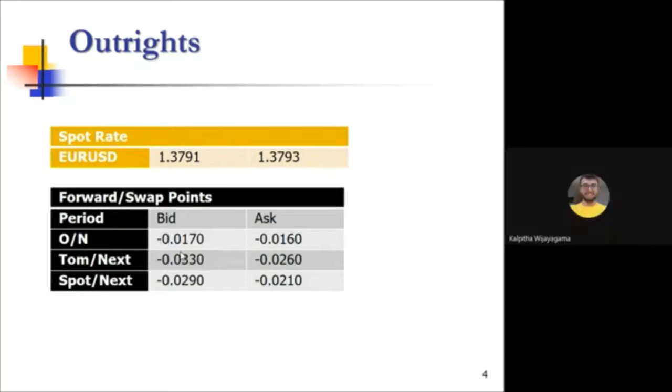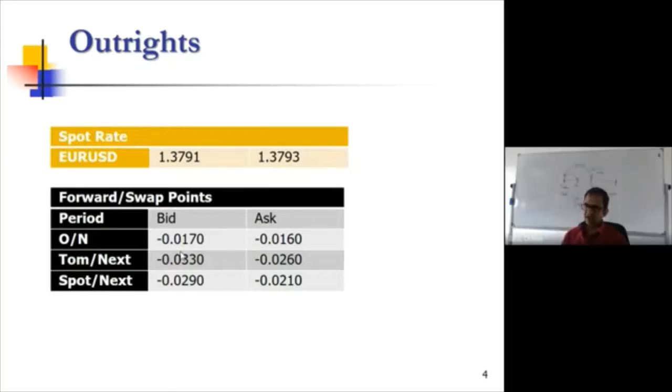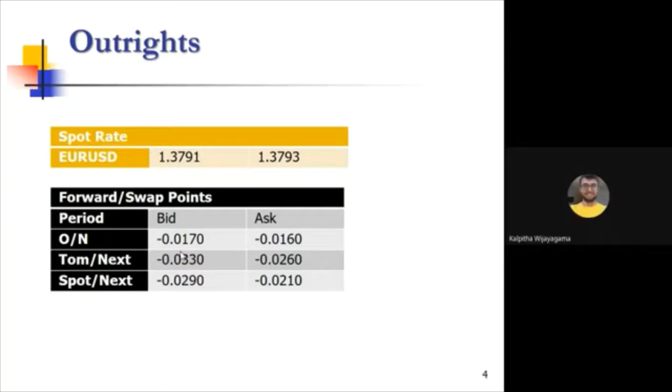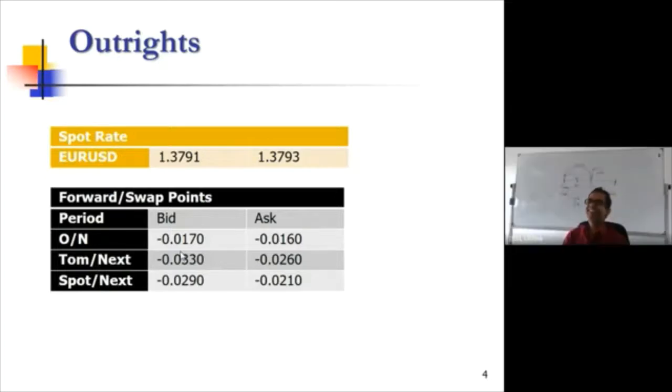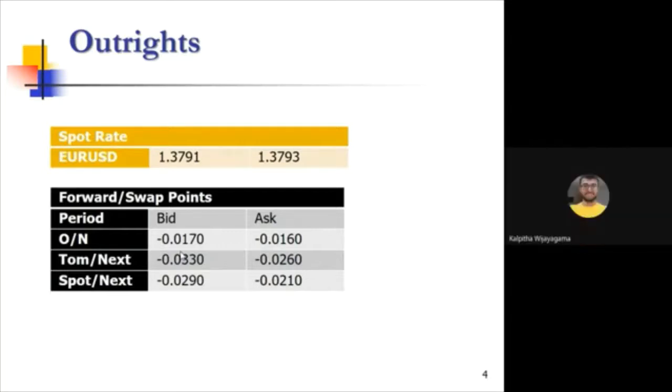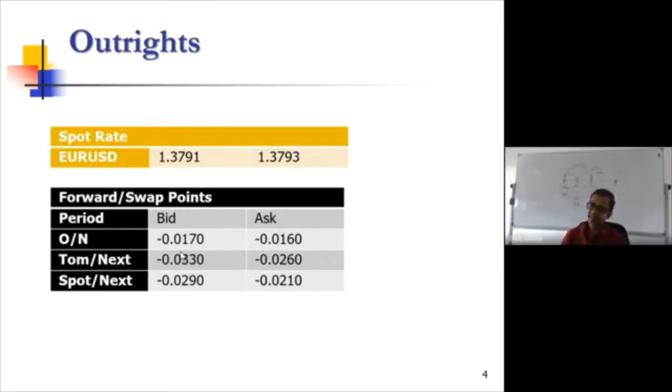So these overnight and Tom next are quoted. I mean, they are quoted by the market maker directly for this purpose, right? Yes. So why can't they quote it with the correct sign? That's of course true, but I don't know. Is it the practice? That's the practice. The practice, yes. Oh, okay.